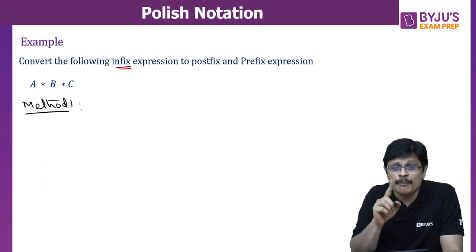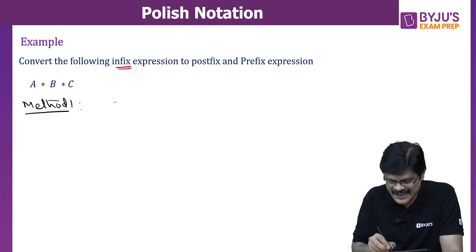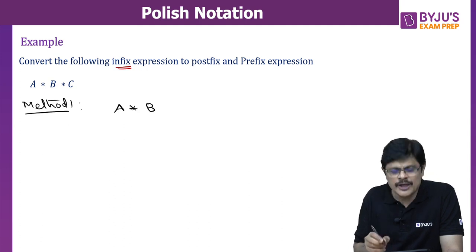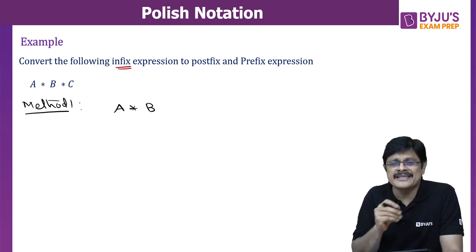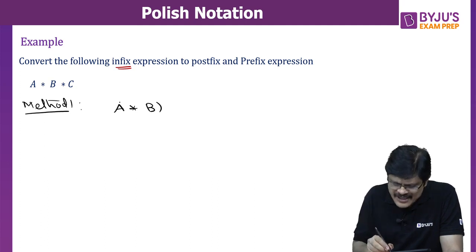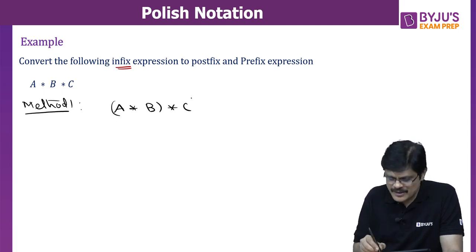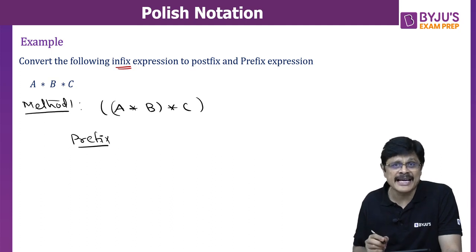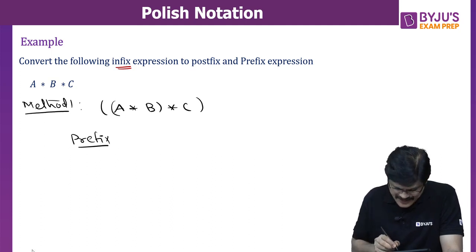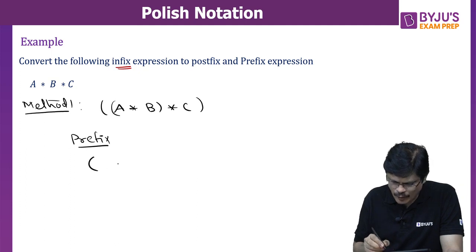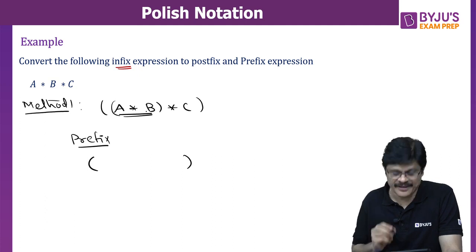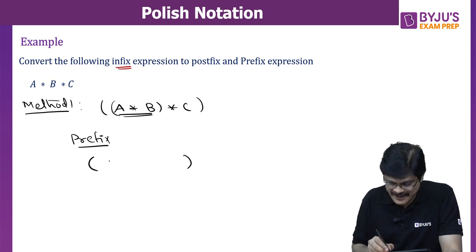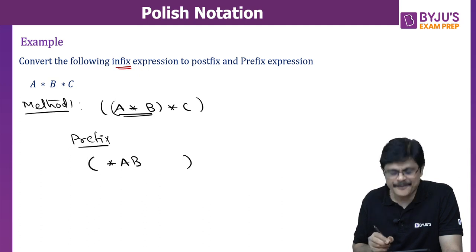So here we should properly parenthesize this expression, A star B star C, because multiplication is left to right associative. So this is the order of evaluation, my dear friends. So if you want to write prefix expression for this, we start from the outermost fellow. Let us simplify this. What is A star B? Prefix notation of A star B is star AB.